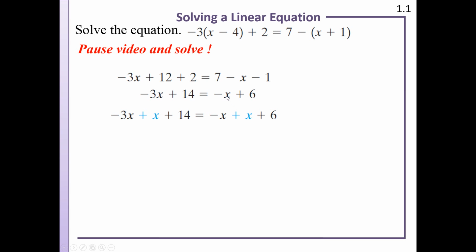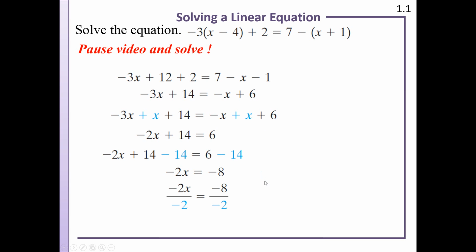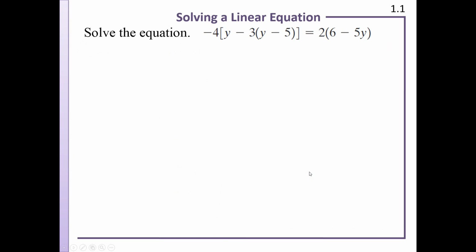After you collect the like terms, again you want to isolate the variable. One approach is to add x to both sides. When you've done that, we'll want to subtract 14 from both sides, and then divide by this coefficient of negative 2. So if you got x equal to 4, good job, that's the solution. Now this one's a little more complicated.